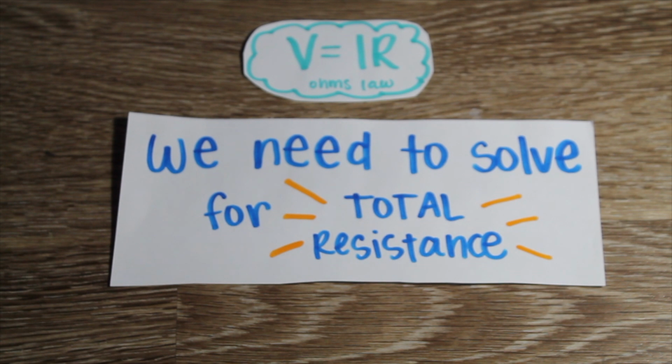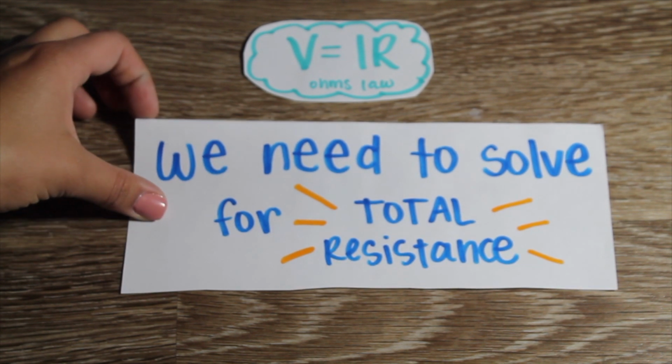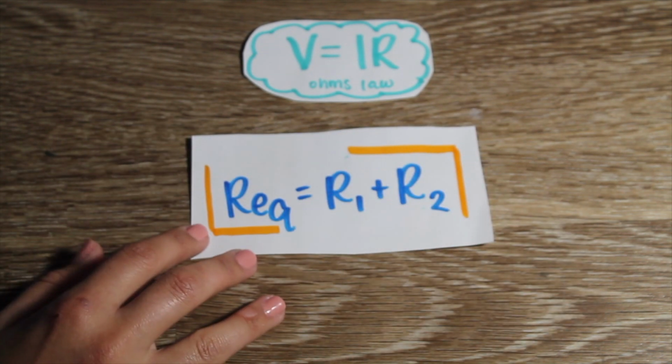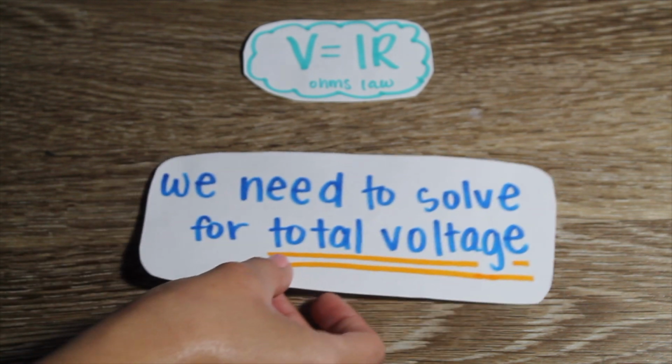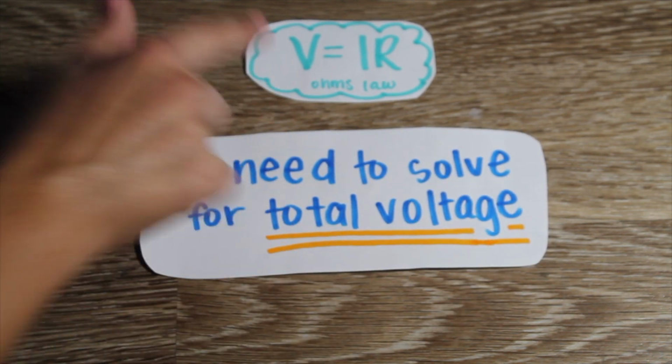We notice that we need to solve for the total resistance in our total voltage equation. Luckily for us, we noticed that they were in series, so we're just going to use the equation found beforehand, REQ equals R1 plus R2. And that is our total resistance. Next, we need to solve for the total voltage.